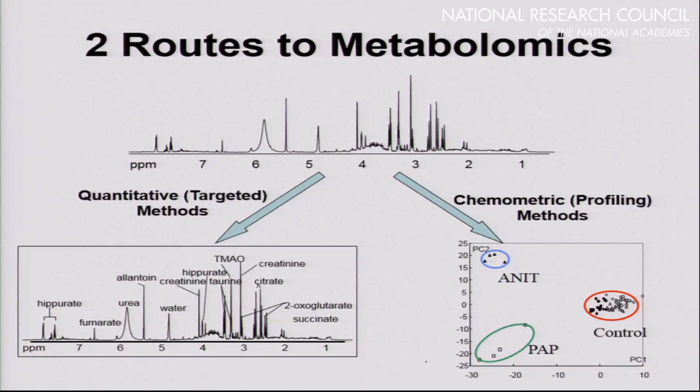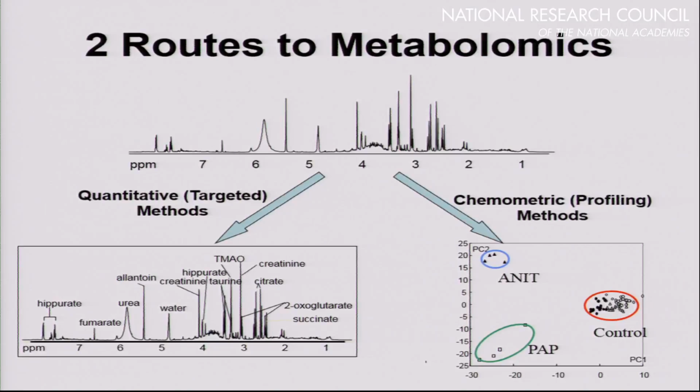There are also two different routes to metabolomics. One is called an untargeted or profiling method, or simply chemometric. In this case, the spectral data is looked upon more as a pattern, a collection of peaks. And we compare the peaks and group the peaks using multivariate statistics. This is an example of a PCA, or principal components analysis, plot.